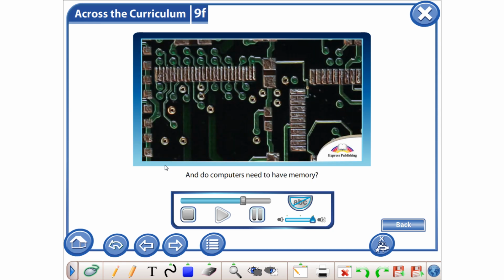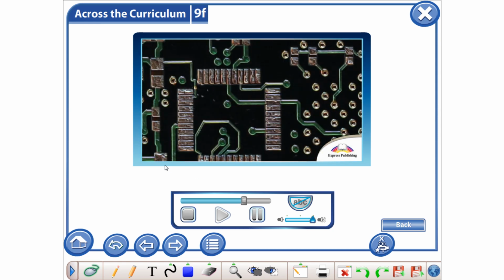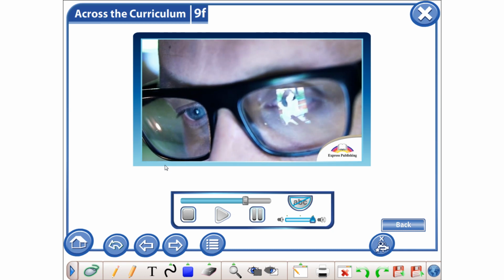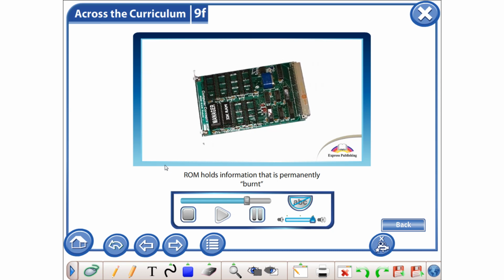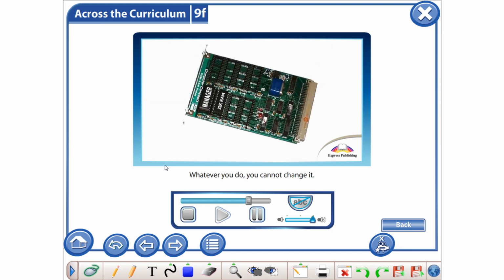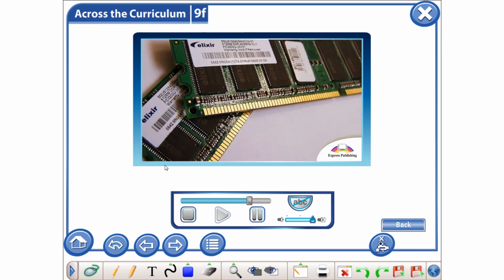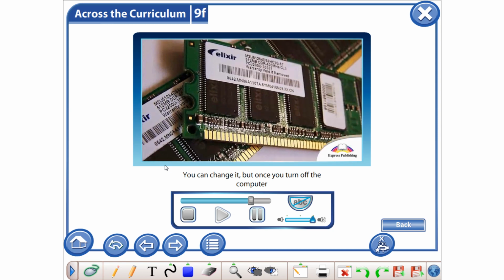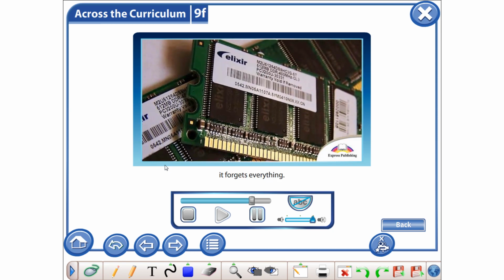And do computers need to have memory? Actually, they have two main types of memory, ROM and RAM. ROM holds information that is permanently burnt into the computer. Whatever you do, you cannot change it. RAM is the opposite. You can change it, but once you turn off the computer, it forgets everything.